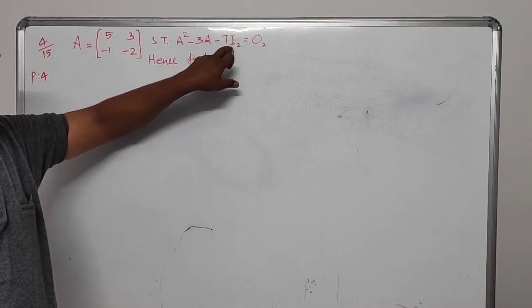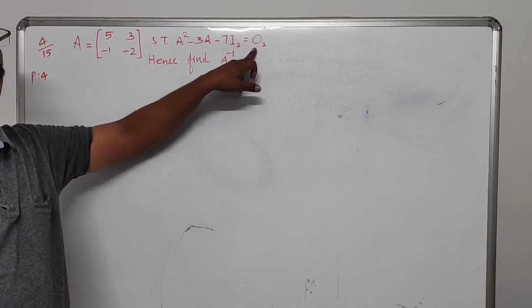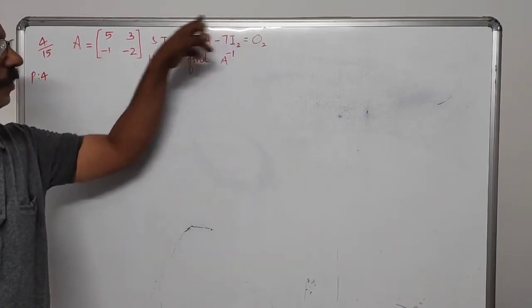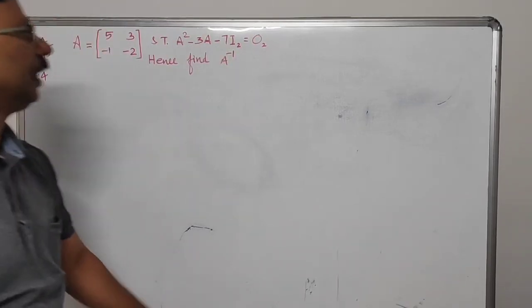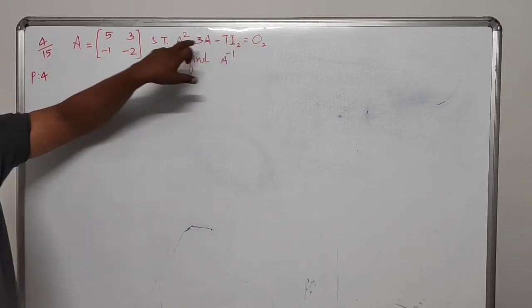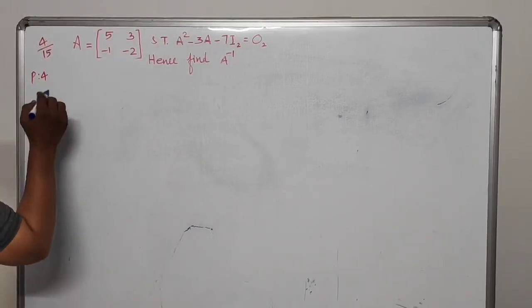That is, I2 means identity matrix of order 2. This O2 means nothing but null matrix of order 2. Now after finding this, with the help of this result, we need to find A inverse. First let us show this one. A square minus 3A minus 7I2 equal to 0 means first we need to find A square value. Now we can find A square.